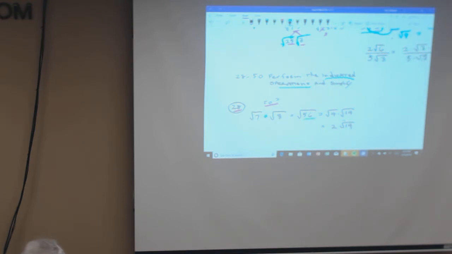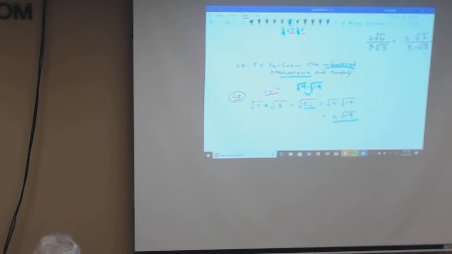But 56 is the same as what? 4 and 14, right? So I can take the square root of 4, so the answer is 2 times the square root of 14.